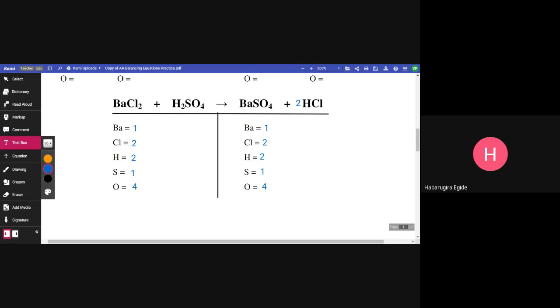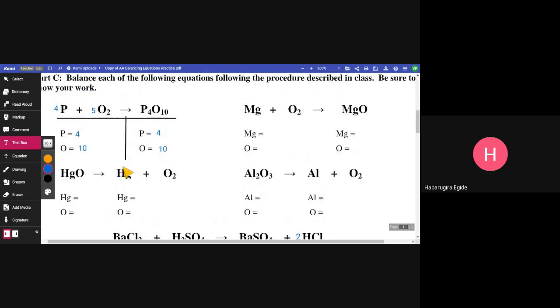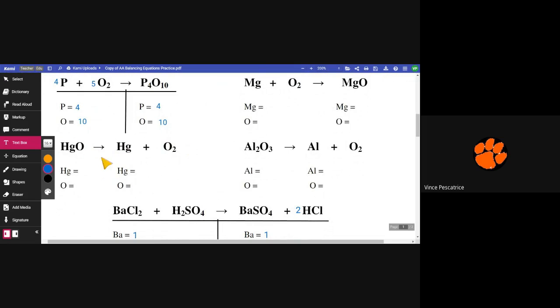I have a question. Yeah. For the third one, this one? Yeah, to get to oxygen, can you just slip one between the HG, or does it have to be in front of it? It has to be in front.